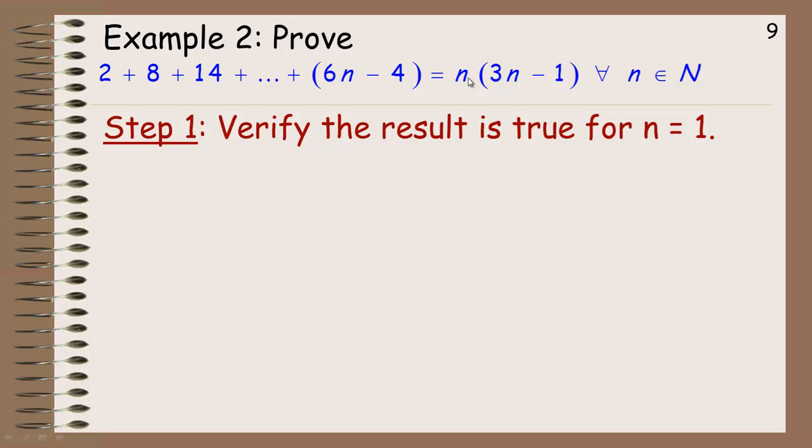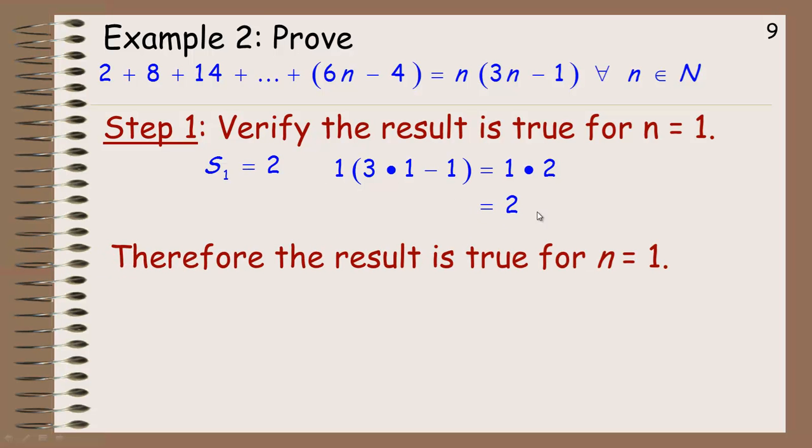So the first step is to verify it's true for n equals 1. If we put 1 in place of n here and here, we should get 2. So S1 is 2, it's the very first term. If we put 1 in here, it would be 1 times 3 times 1 minus 1. And so that's 3 minus 1 is 2, so we have 1 times 2, which of course works out to be 2. So it is true for the very first case.